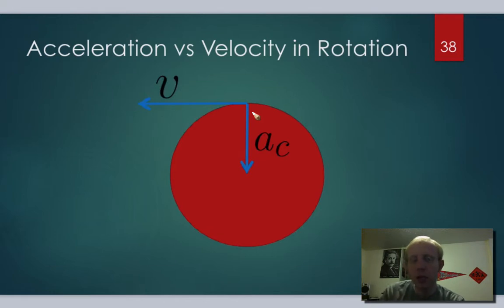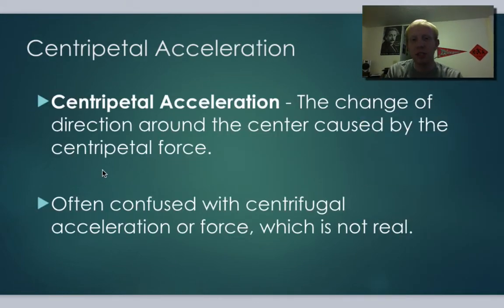Okay, so we're going to define this acceleration. We call it centripetal acceleration. Okay, and keep in mind that this acceleration isn't going to change the speed. It's just going to change the direction of the velocity. This object, whatever it is, is constantly falling towards the center. Okay. All right, so we're going to define this centripetal acceleration. Okay, so centripetal acceleration is a change of direction around the center caused by the centripetal force on an object.